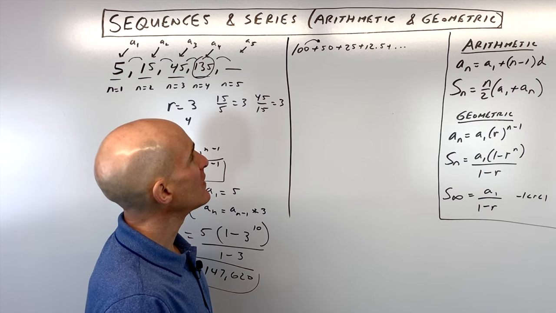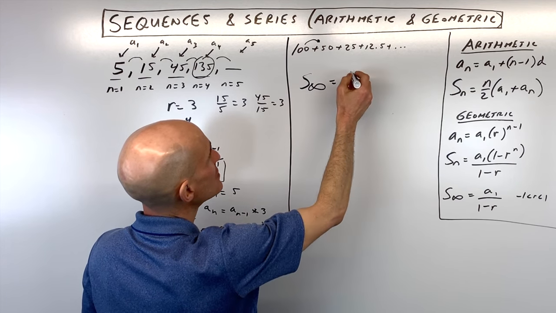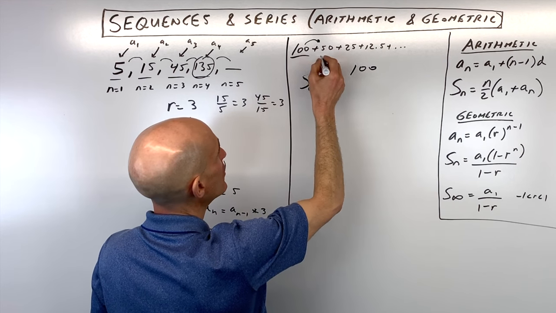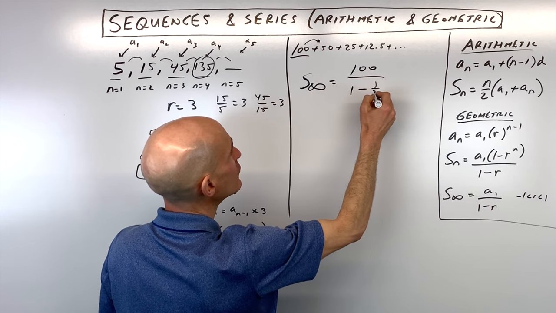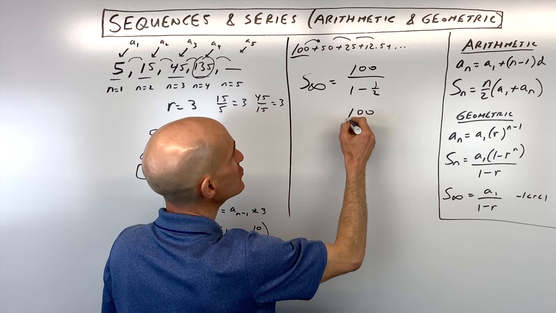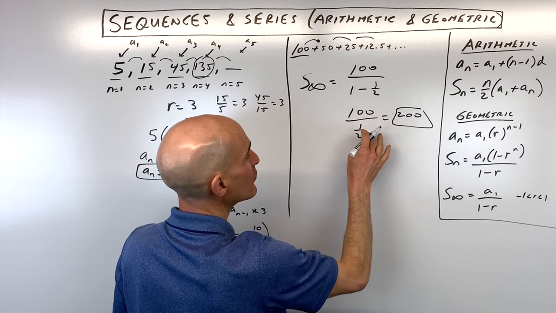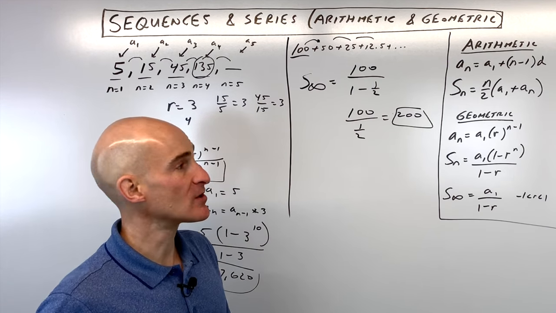So here what we're going to do now is use our formula. We're going to say the sum of an infinite geometric series is the first term, which is 100, over 1 minus the ratio. We're multiplying by a half each time to get to the next term. So this comes out to 100 divided by a half, which equals 200. Remember, when you divide by a fraction, it's like multiplying by the reciprocal.